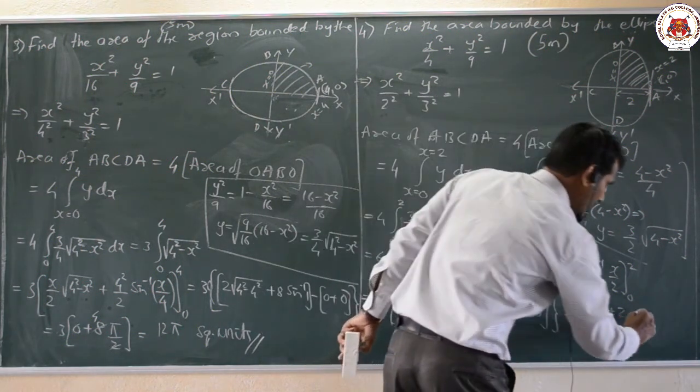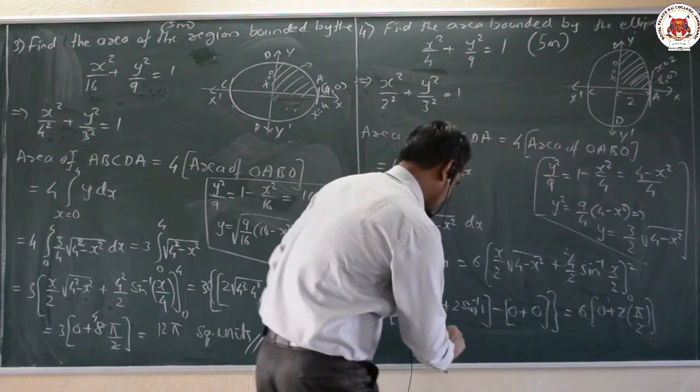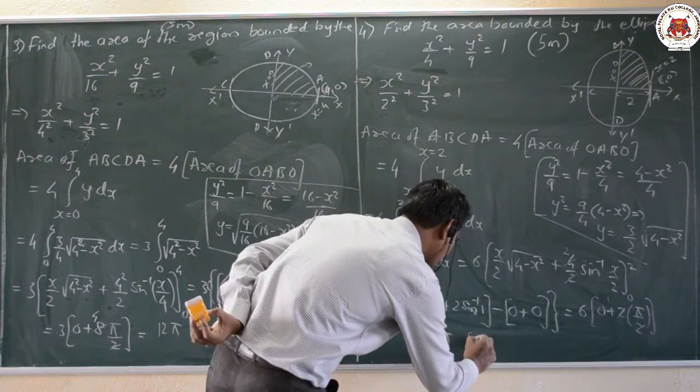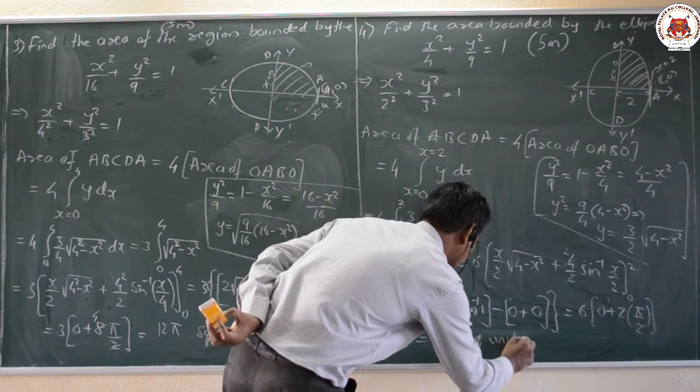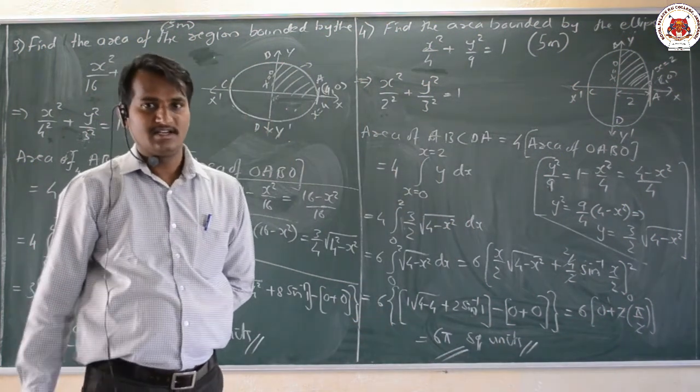Sine inverse of 1 value will be pi by 2. Here the 2 gets eliminated. What is the required answer? That is 6 pi square units. That is nothing but your required result here.